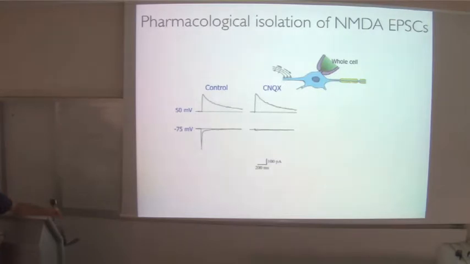We can do the same thing again, but now instead of blocking the NMDA, we'll block the AMPA receptor. So we'll be left only with the NMDA current. At minus 75, in control, where we have both, we get a current. But if we block the AMPA current, we get almost nothing from the NMDA. If we go now to plus 50, in control, again, the current is reversed. But if we block the AMPA receptor, we still have a huge current, which is almost the same.